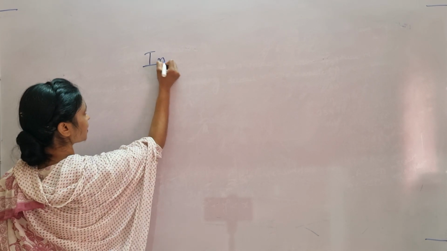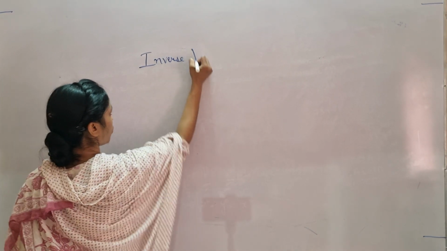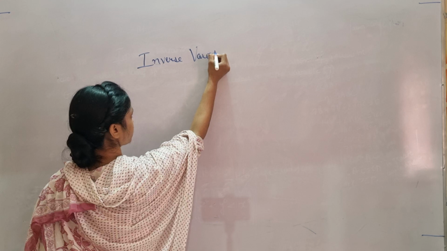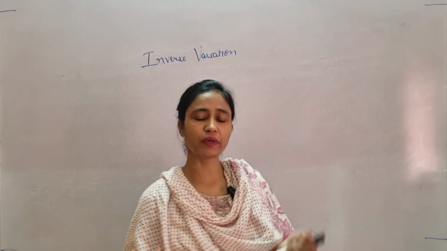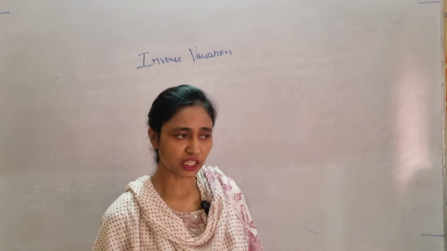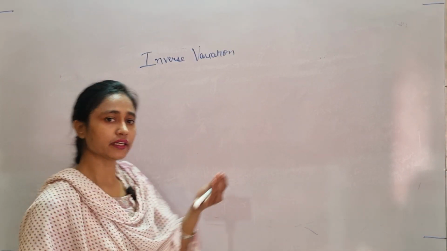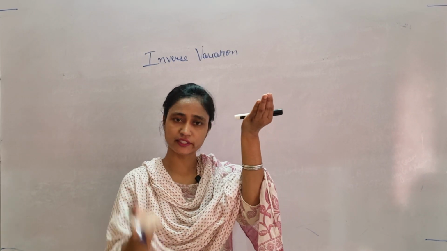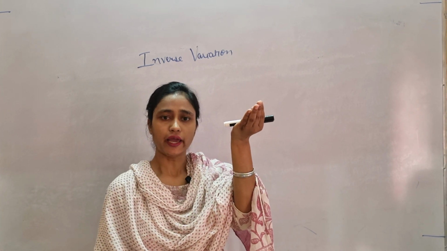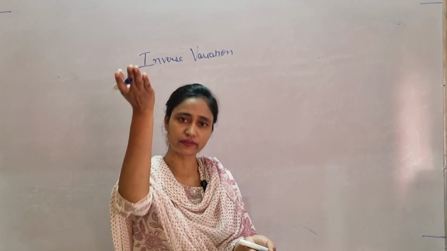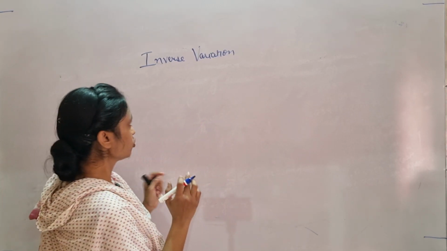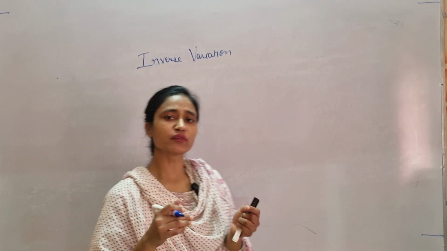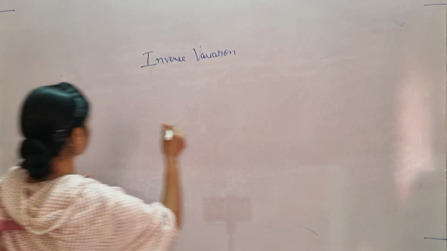Inverse variation. Two variables, suppose x and y, will be said to be in inverse variation when an increase in one variable causes a decrease in the second, and a decrease in one variable causes an increase in the second variable. So then two variables are said to be in inverse variation. I'm going to write down the definition.